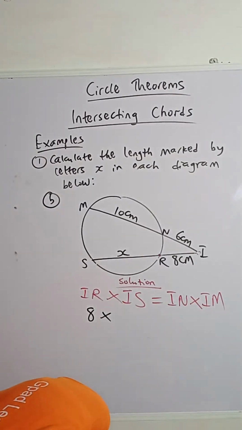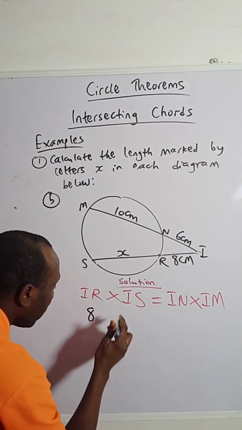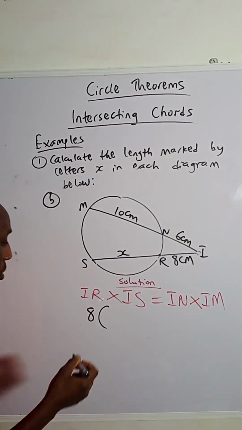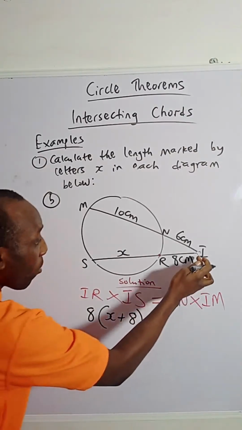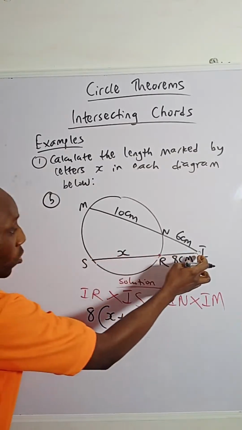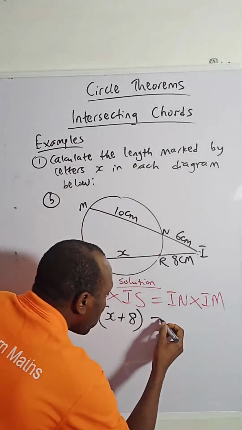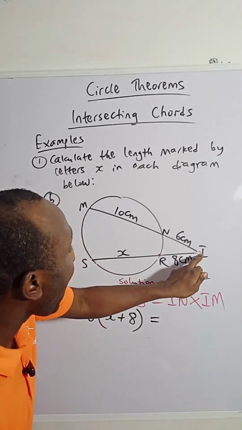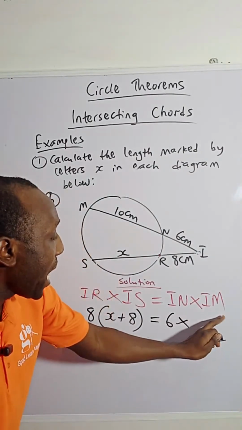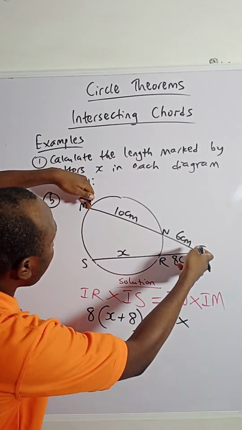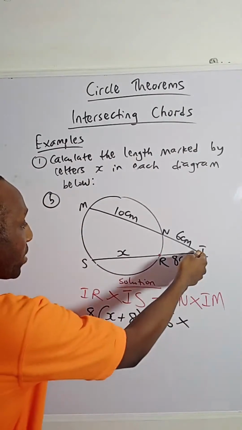Thank you, Hasibul. X plus 8. So you do X plus 8. I'll use brackets here for multiplication. You write X plus 8 because we are talking about IS from I to S. You add 8 to X, giving you IS. So this is equal to IN. What's IN? IN is 6. You write 6 times IM. From I up to M, what would that be? Who can tell me? What's IM?